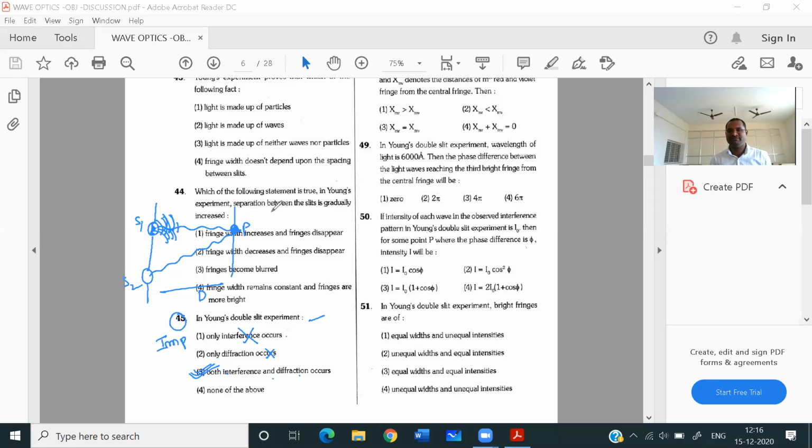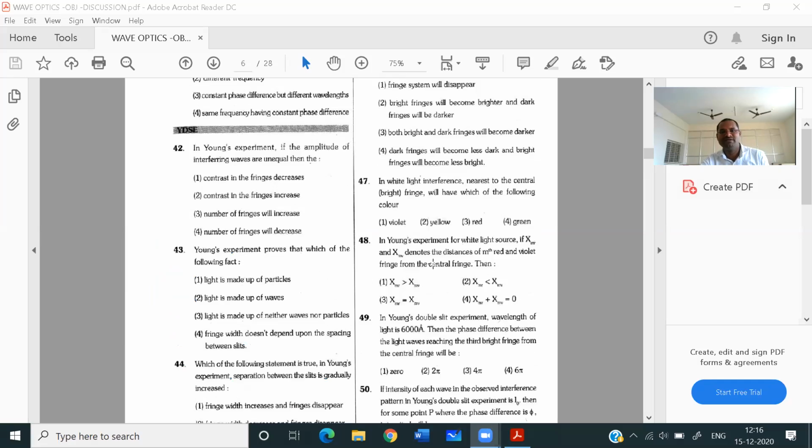Question number 45, conceptually important question, remember it. Okay? Clear? Yeah. See, 18 students are there. What is the use if you join like this? Very few members.